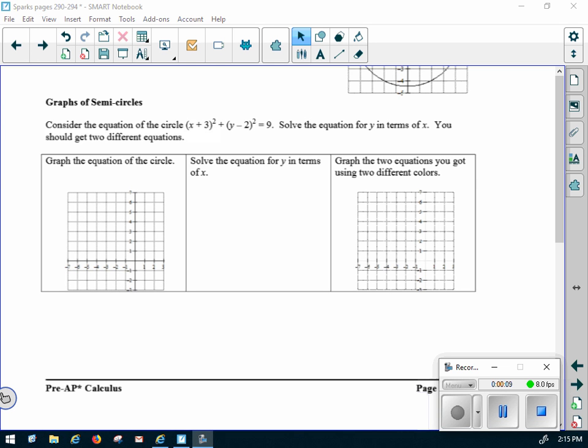All right, consider the equation of this circle. Solve the equation for y in terms of x. Now the question is, do you understand what that means? Does that mean I want it to say y equals, or does that mean I want it to say x equals? Y equals. It says solve for y in terms of x.